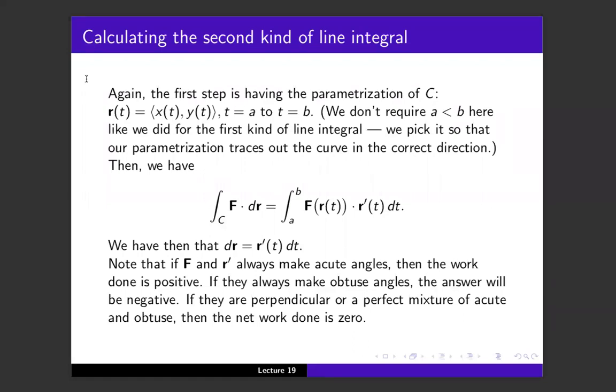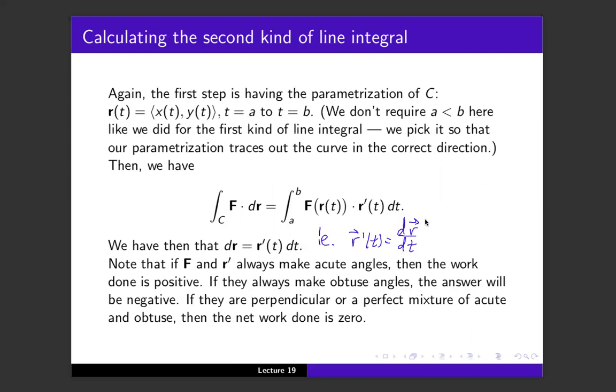So you don't necessarily require a to be less than b, but you pick it so that your parameterization of the curve is going along the correct direction. That's what's most important, that the direction, aka the orientation, is correct. And we also have that dr is r prime of t dt, much as we had before. Remember that this comes from the fact that r prime of t can be written as dr over dt. It's the same principle at play here.